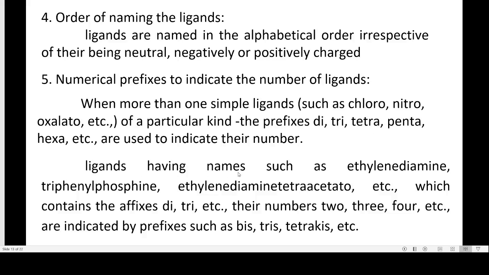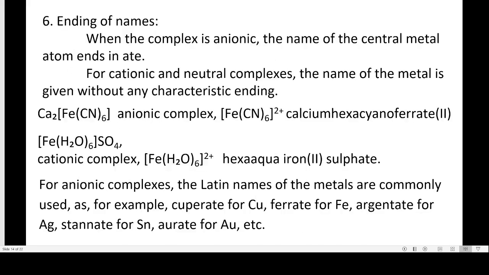Suppose the ligands have names such as ethylene diamine, triphenylphosphine, ethylene diamine tetraacetato, etc., which already contain the affixes di, tri, tetra, etc., then their numbers 2, 3, 4, etc. are indicated by prefixes such as bis for 2, tris for 3, tetrakis for 4. And sixth rule is ending of names.